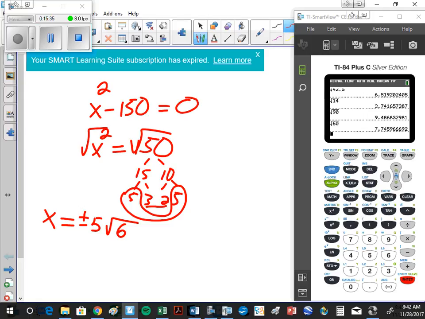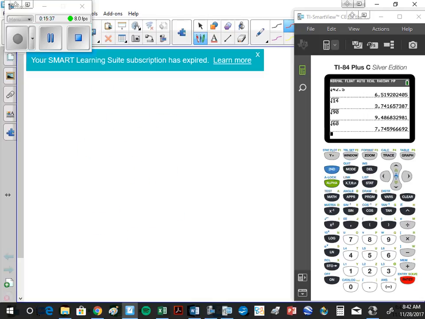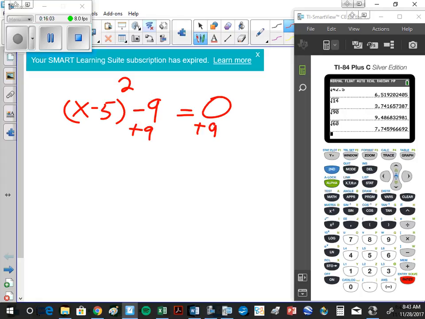All right. What if I had this? Ooh, let's not do 2. Let's do, we'll say x minus 5 squared minus 9. What should I do in this case? Add the 9 to the other side. Plus 9, plus 9. So x minus 5 squared equals 9.